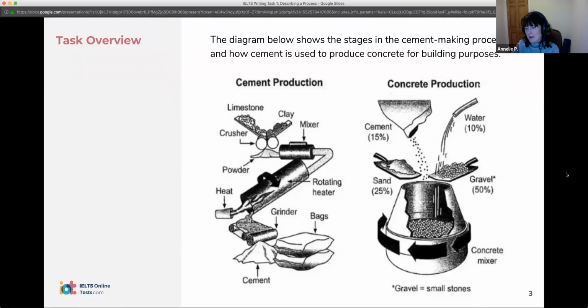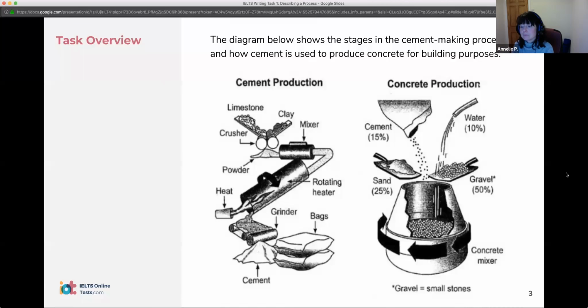Something came up on the chat. There is no conclusion in the task 1. The conclusion is part of task 2. In the task 1, you're writing an overview, which is just a summary of what's in the diagram. You don't need to make any kind of conclusion, opinion, anything like that.